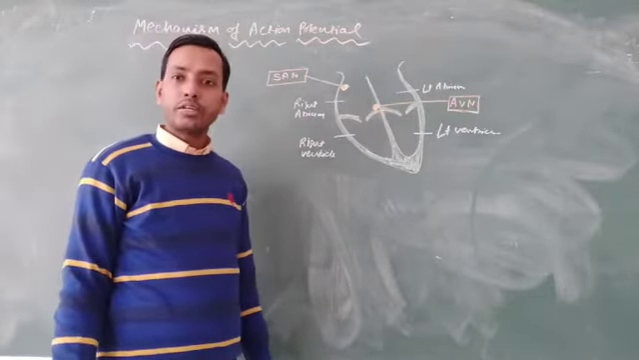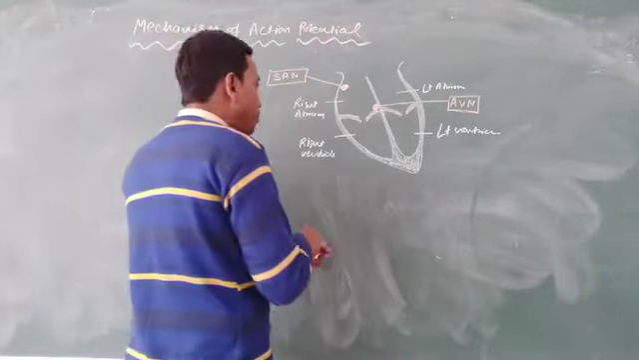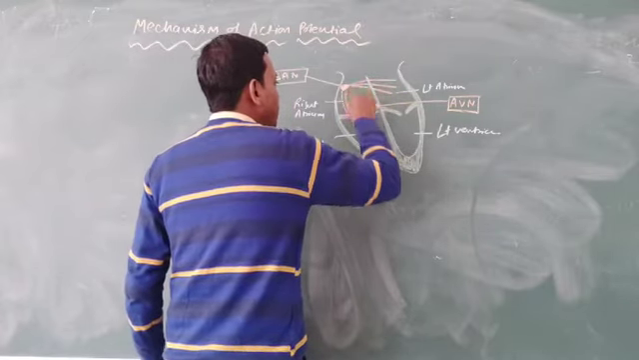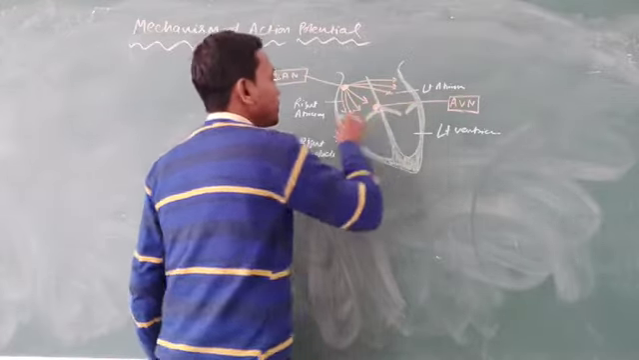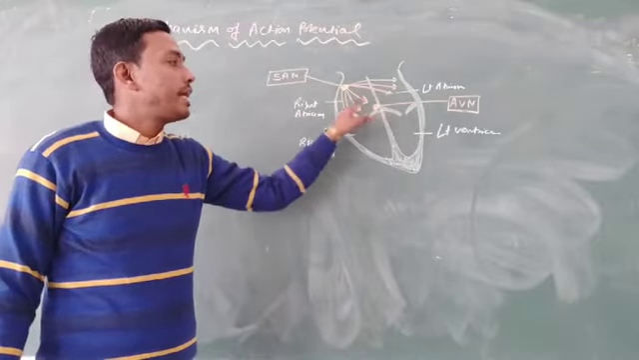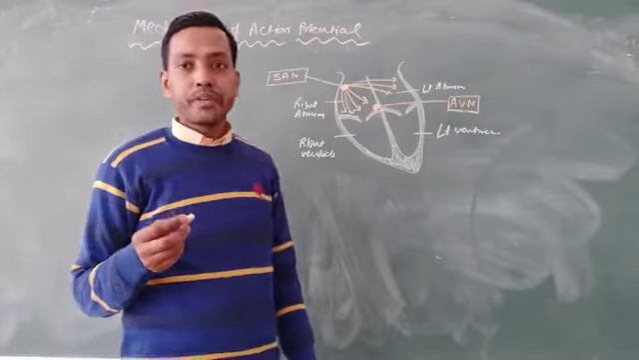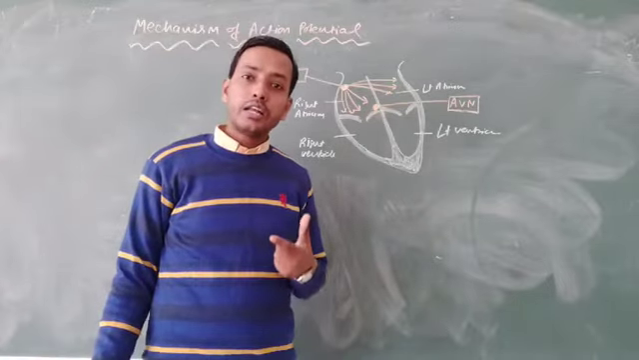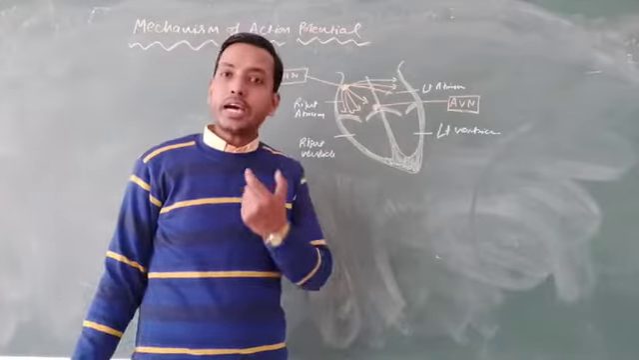Now let us talk about what is actually done by the SA node. The SA node creates the motor impulses that flow to the left and right part of the atrium. You should keep in mind that the motor impulses generated by the sinoatrial node only remain in the atrial chamber and do not flow to the ventricular chamber. They remain in the atrial chamber.